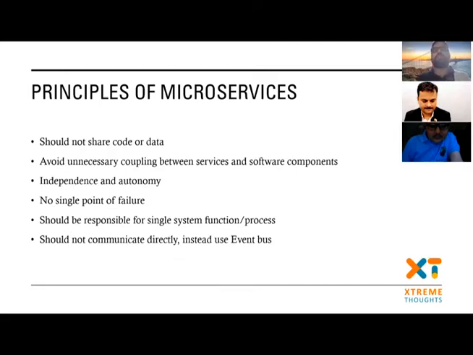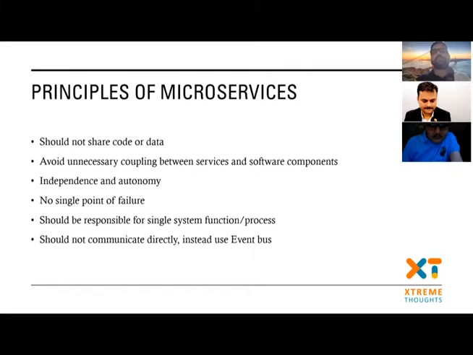Avoid unnecessary coupling between services and software components. So if you don't need a dependency on any other service, just don't couple them. Have microservices individually, with independence and autonomy, and no single point of failure. Because if a particular microservice goes down, a monitoring infrastructure brings up another instance of it. So if something fails, you have other microservices which can serve that request. That's the beauty of it.